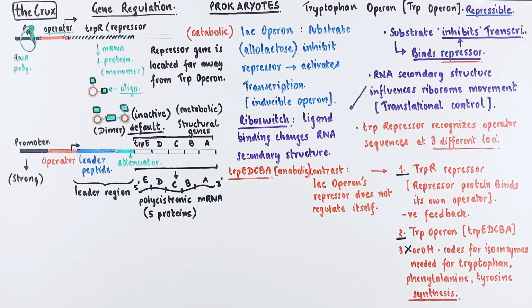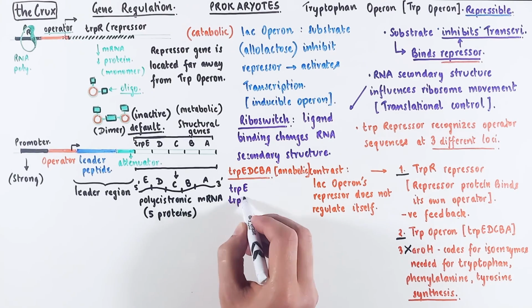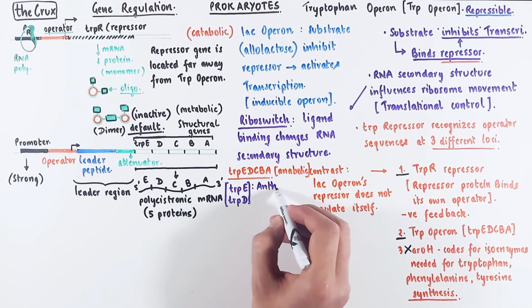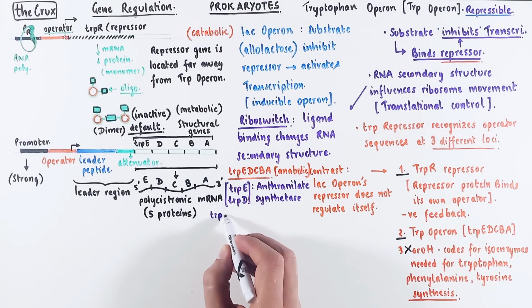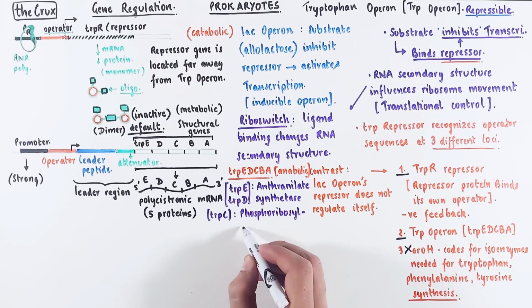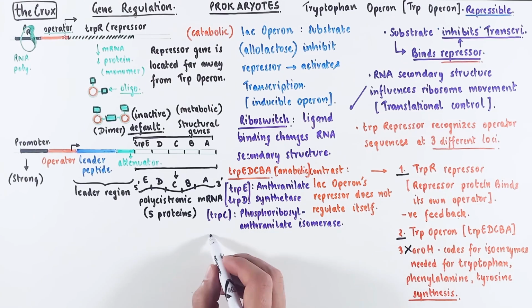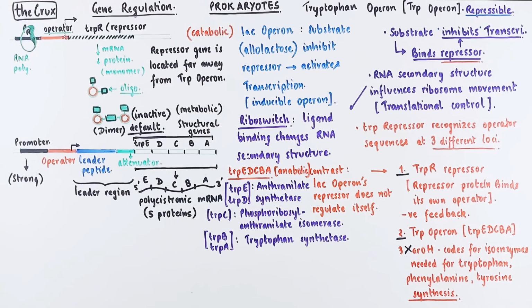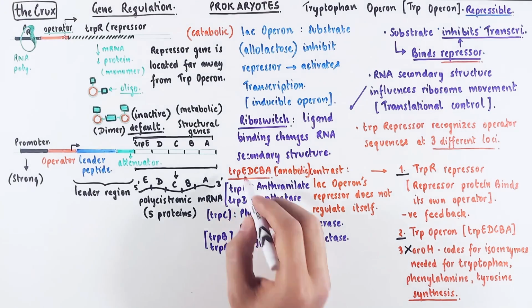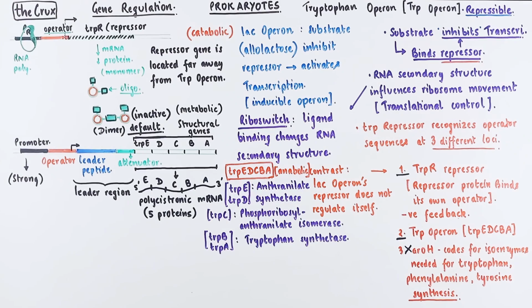proteins. If you're curious about these genes, the trpE and D encode for 2 subunits for an enzyme called anthranilate synthetase. The trpC encodes for phosphoribosylanthranilate isomerase. Then finally, trpB and A encode for the subunits of the enzyme tryptophan synthetase. I will not go into further details about these genes, but all you need to keep in mind is that together all these 5 genes function to produce the tryptophan amino acid, hence the tryptophan Operon.